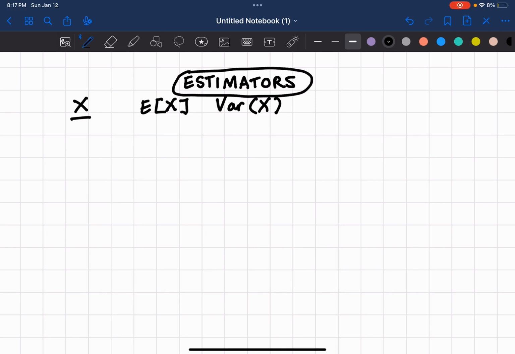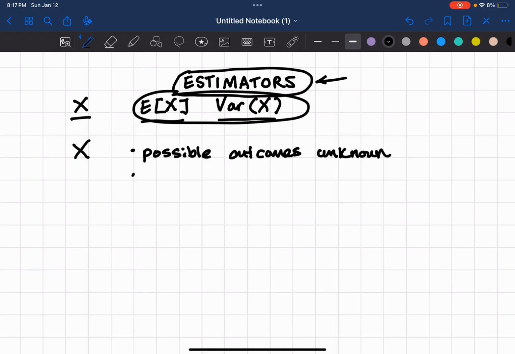Suppose we're still thinking about a random variable x, like how many people come into a retail store in an hour. But this time, we don't know the expectation of x. We don't know the variance of x. We're trying to estimate those values. And in particular, how we do that is called an estimator. The possible outcomes are unknown. The probabilities those occur are unknown.